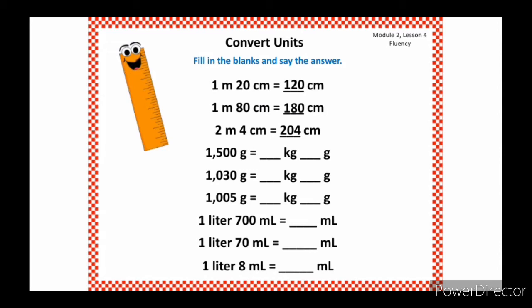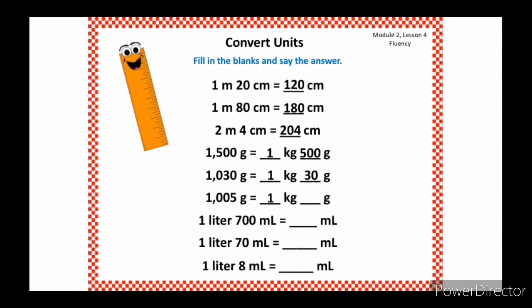Just ask yourself, how many grams do I have in this number? And what's the answer? It's just 1. So that tells me that I have just 1 kg, and what is left gives me my grams. That's 500 grams. I'll do the same thing. I have just 1,000 there, and that's the 1 kg, and what is left there is 30. I'll do the same thing here.